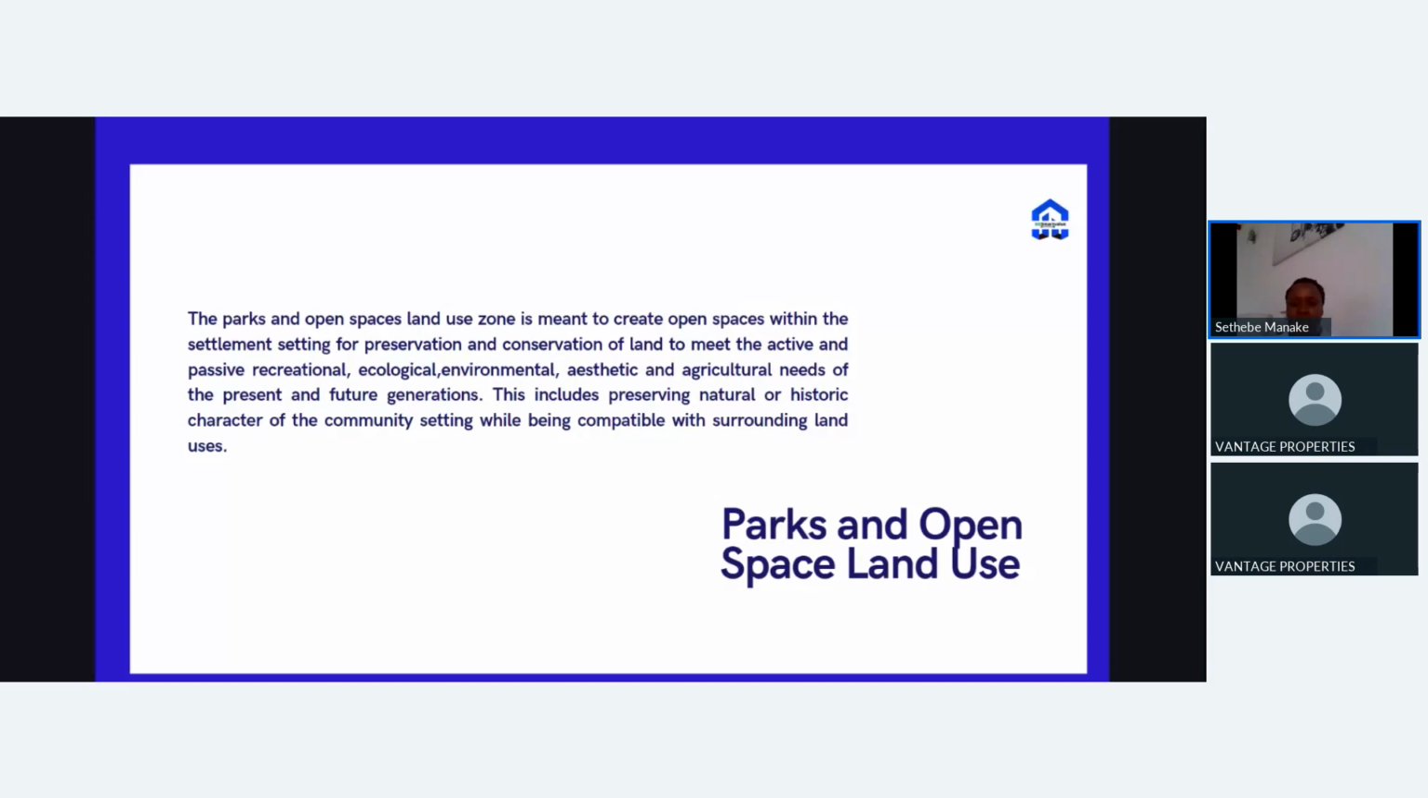It's something that assists the environment, like a green space, a garden, something that brings fresh air back into the community. So it helps us preserve the land for future purposes, or it preserves the natural or historic character, or something that is traditional to the community.